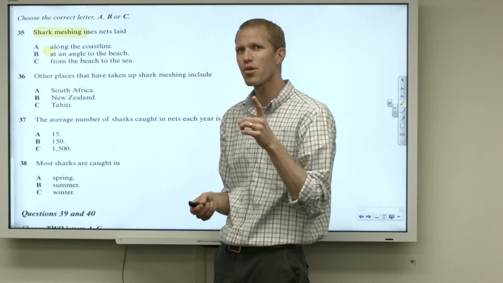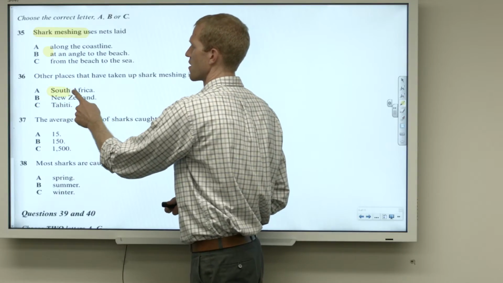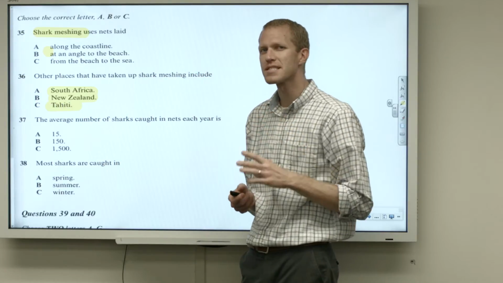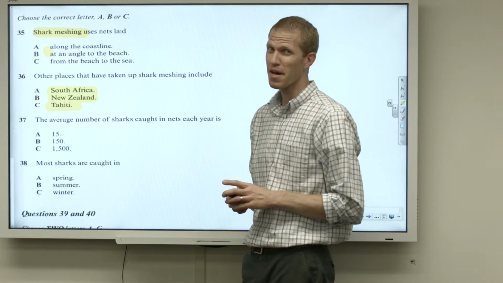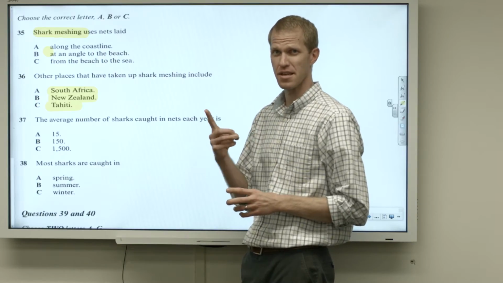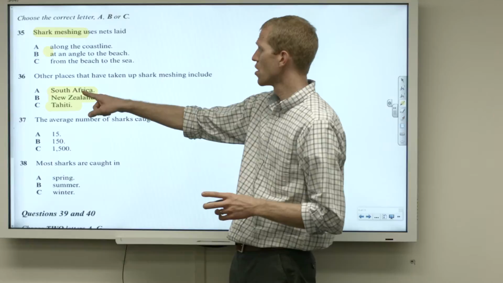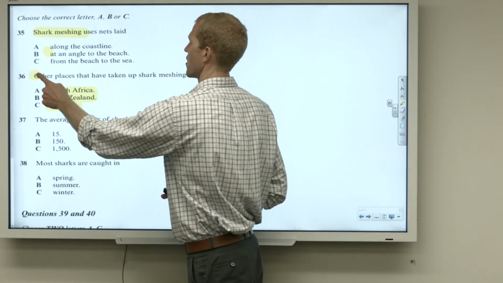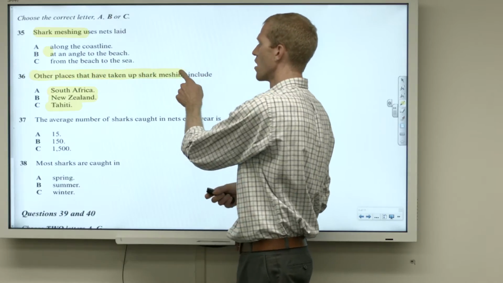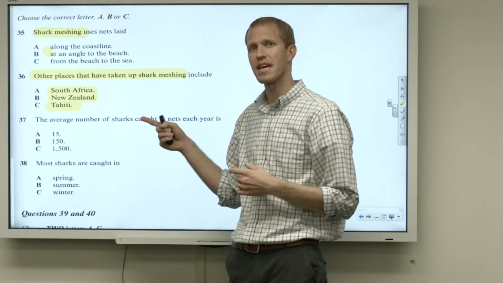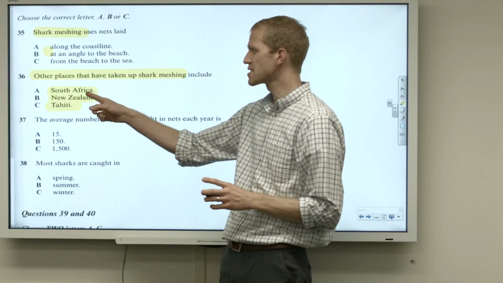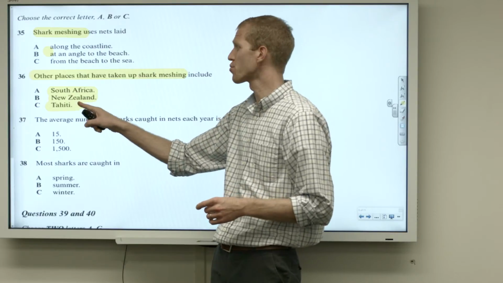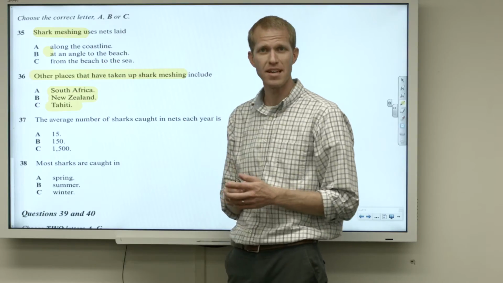Places. Now this is important. There are 3 different places they mention. And you know what? I bet they're going to mention all 3 in the listening. So we have to be careful. What are we listening to the place for? Other places that have taken up shark meshing. Don't just listen to one, hear it, and think that's the right answer. You have to know that this example relates to having been taken up for shark meshing.